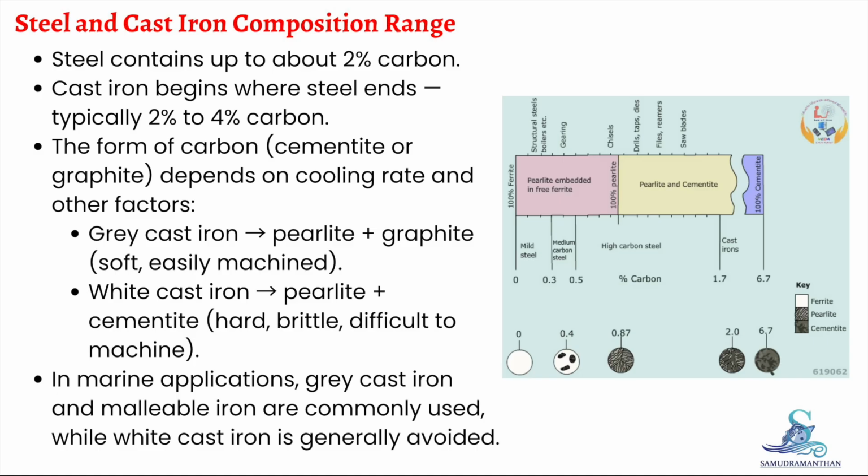Steel and cast iron composition range. The difference between steel and cast iron lies mainly in their carbon content. Steel contains up to 2% carbon. Cast iron begins where steel ends. It contains about 2 to 4% carbon.